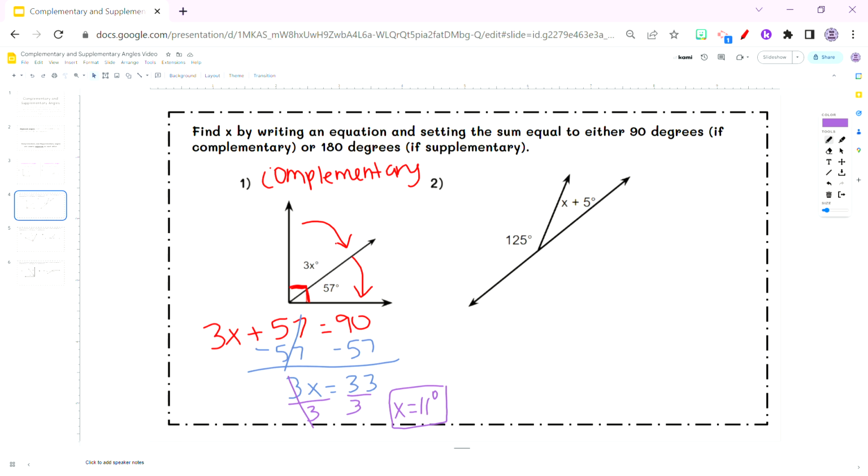All right, and number 2, if you notice that this angle and this angle together make up this straight line. Okay, so they form a straight line, so that would be supplementary.